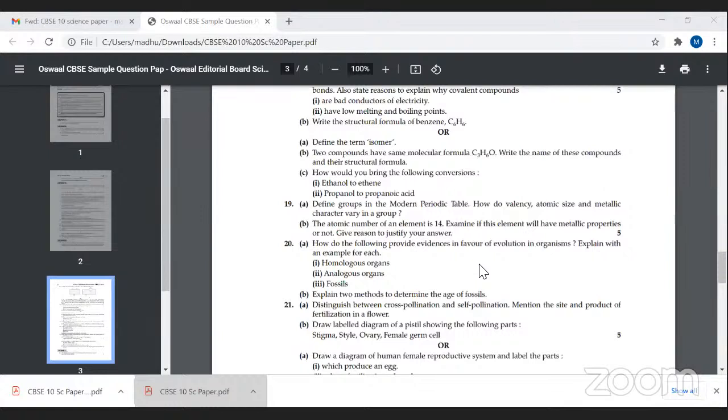Yeah, so Rishikesh has written that cross-pollination is the transfer of pollen between two different plants, and self-pollination is the transfer of pollen in the same plant. That's correct. Rishikesh, can you give me a few examples of cross-pollination and self-pollination? Do you know any plants? It's not in the question, but if you remember any of these plants' names, it will be good. That's correct, hibiscus has self-pollination and cross-pollination.